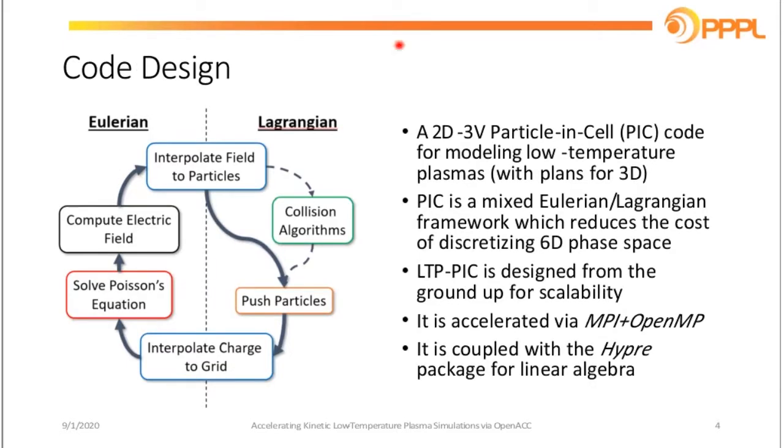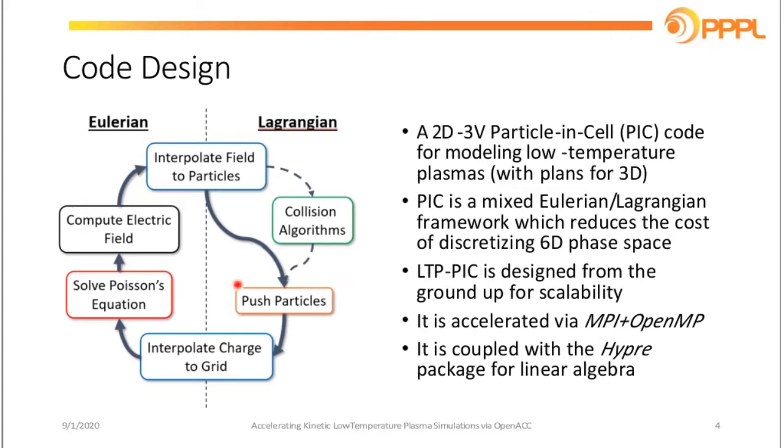So just really briefly here, the code design: it's a 2-dimensional, and then 3-dimensional in velocity space, particle and cell code, as I said, for modeling low temperature plasmas. So PIC, as it's colloquially known, is a mixed Eulerian-Lagrangian framework. And the idea here is that the Lagrangian sense of it somewhat reduces the cost of discretizing the full 6D phase space, in the sense that you don't fully discretize on a grid that velocity space. You actually sample it through a Monte Carlo method of sampling that distribution function.